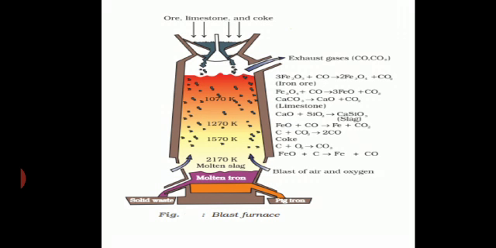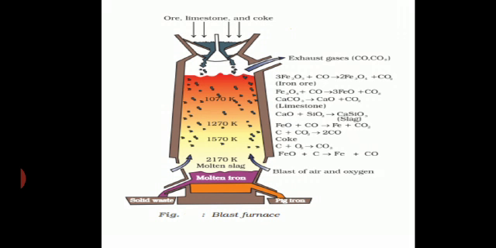This calcium oxide reacts with silicon dioxide, manganese dioxide or phosphorus pentoxide to form calcium silicate, calcium manganate and calcium phosphate. Silicates, phosphates and manganese are also reduced to silicon, phosphorus and manganese upon heating with carbon. Like SiO2 reacts with carbon to form Si and CO. P4O10 reacts with carbon to form P and CO. MnO2 reacts with carbon to form Mn and CO.